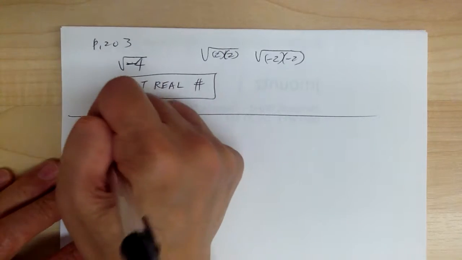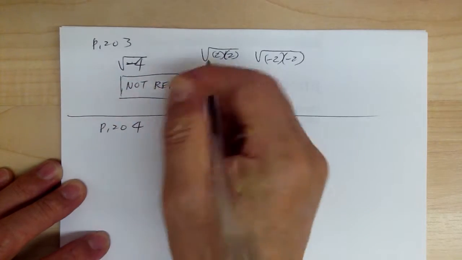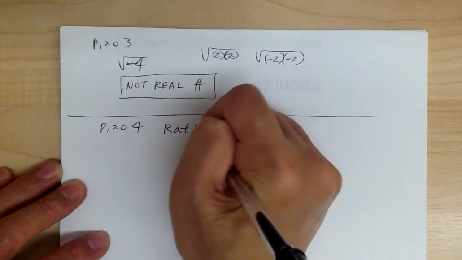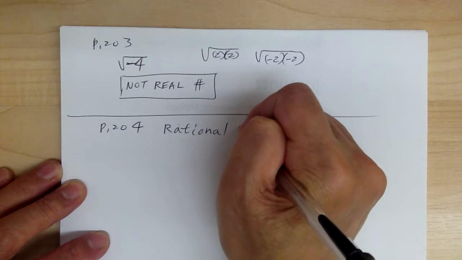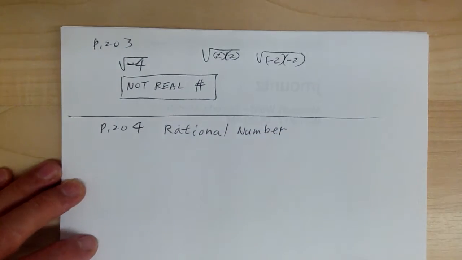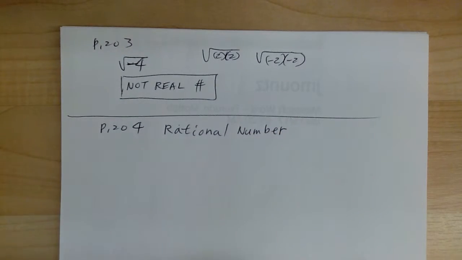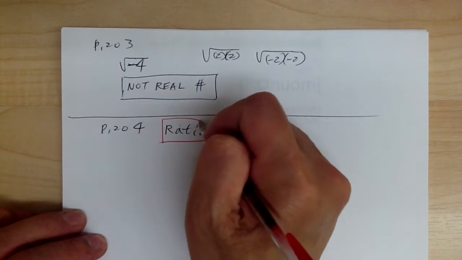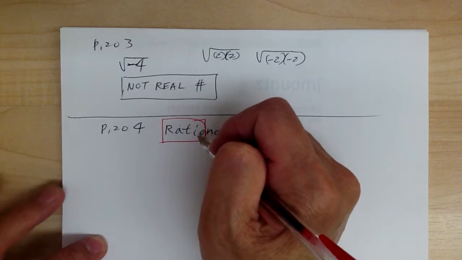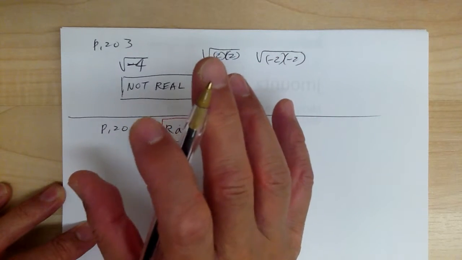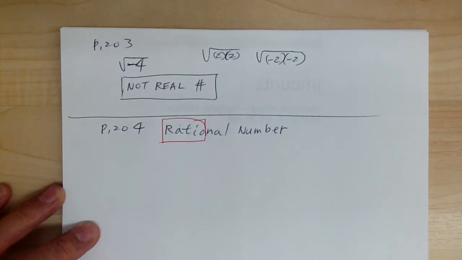Okay, let's go to page 204. On page 204, you learn another term. It's called a rational number. The word rational came from the word ratio, which you learned about earlier. Ratio is a fraction, so anything that can change into a fraction is a rational number.